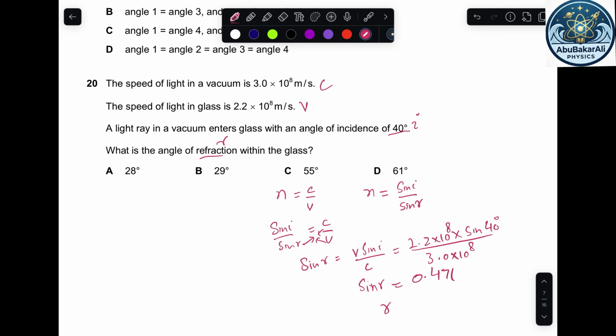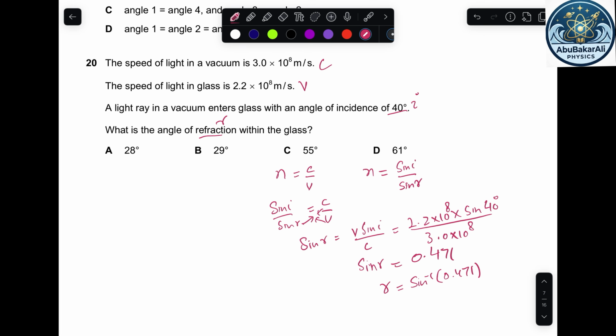What we need is R, so it will be sine inverse of 0.471. Sine inverse will be 28.12 degrees. When you round this off, this will be 28. It will not be 29. Okay, so this is 28.